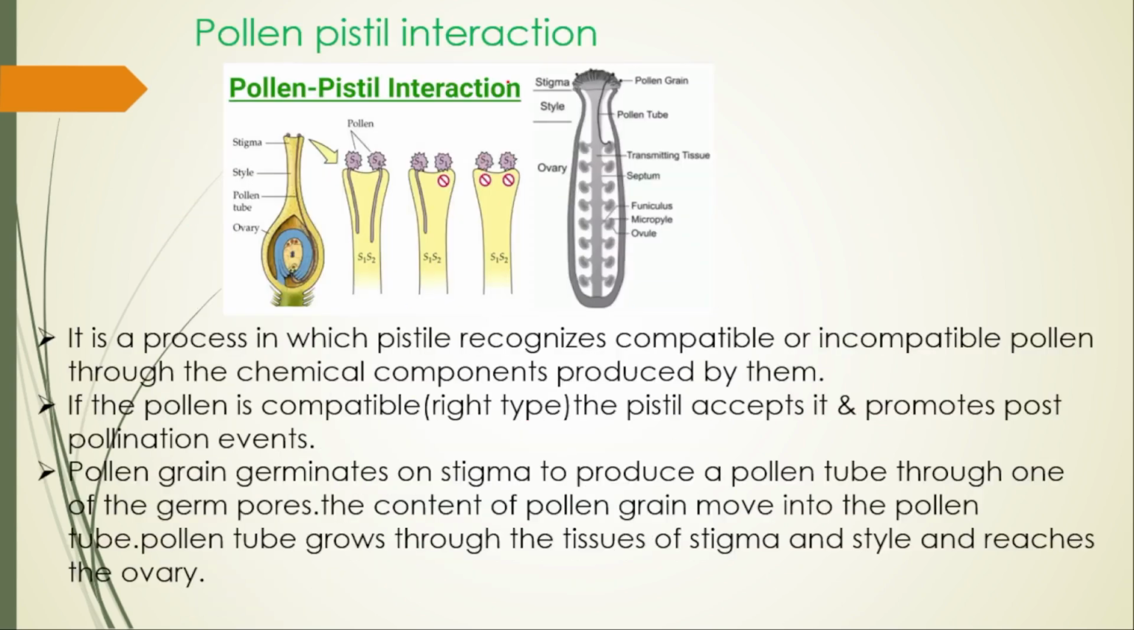Next, how will there be an interaction between the pollen and the pistil? Pollen-pistil interaction. See here, this is the stigma and this one is the style, and this is the pollen tube you can see, and this one is the ovary actually. Pollen-pistil interaction is the process in which the pistil recognizes compatible or incompatible pollen through the chemical components produced by them. If the pollen is compatible, that is the right type, the pistil accepts it and promotes the post-pollination events.